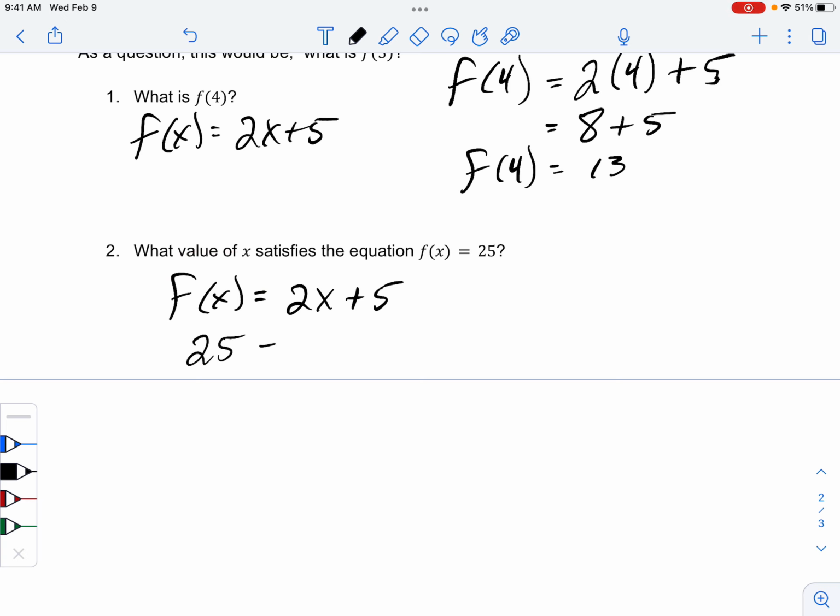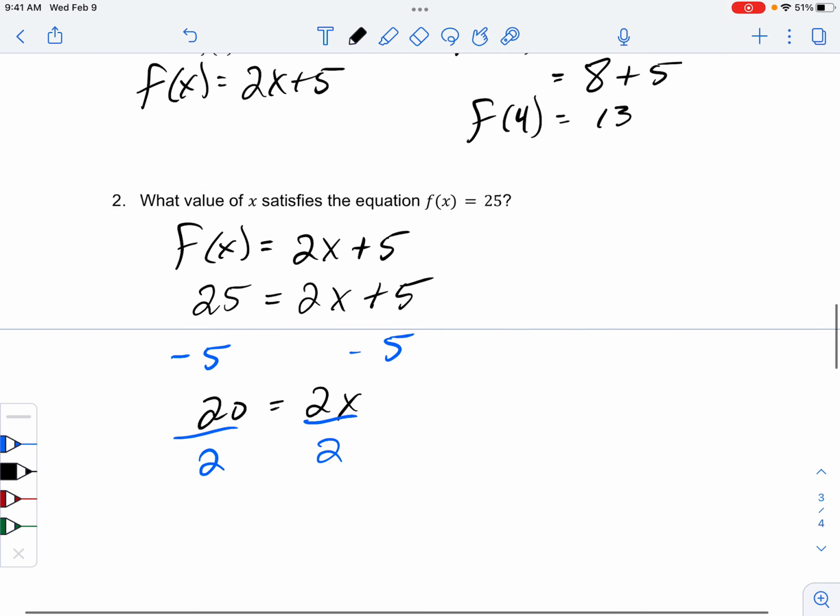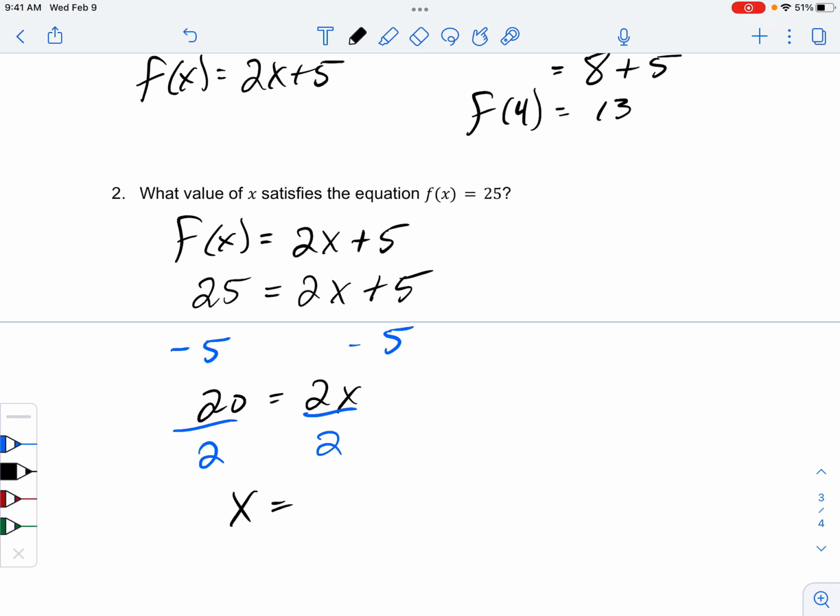So 25 is equal to 2x plus 5. And now to solve, subtract 5 from both sides. 20 is equal to 2x. Divide by 2. And we see that x is equal to 10. And so if I wanted to rewrite this in function notation, we would say that f of 10 equals 25, because we found that my input is 10, so when x is 10, the output is 25.